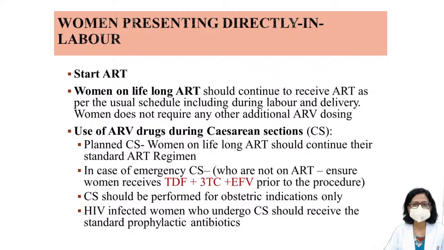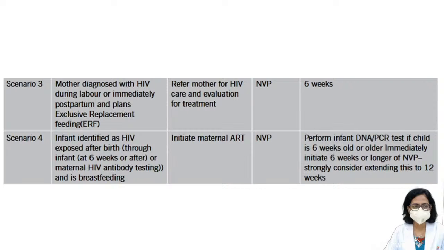For women who present directly in labor, we should start ART, and they should be continued lifelong. Use of ARV during cesarean sections: if it's a planned cesarean section, women on lifelong ART should continue the standard ART regimen. In case of emergency cesarean, women who are not on ART can be given a dose of ART and then continued. Cesarean section should be performed for obstetric indications only. HIV infected women who undergo cesarean should receive standard prophylactic antibiotics.